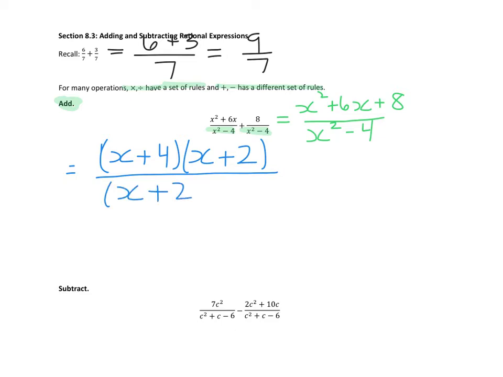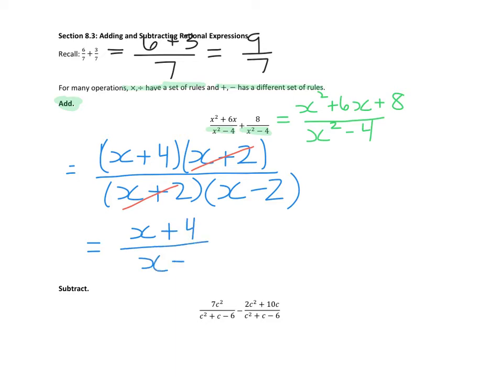And then the bottom is a difference of squares, x squared minus 4. A squared minus b squared. So we can do x plus 2 times x minus 2. All right. And then when we do that, we see we do have a common factor, so let's get rid of that. And then now we finally have our final answer. X plus 4 over x minus 2.